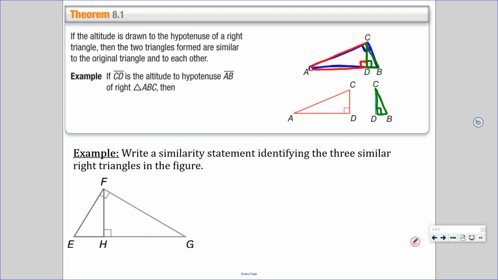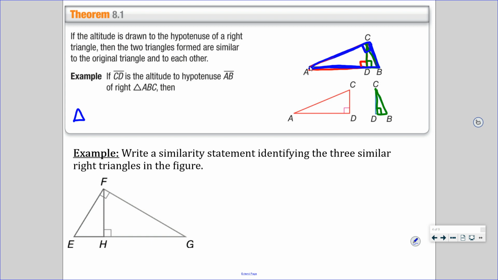Okay, so we have to be careful in how we write this similarity statement because I need to keep all my corresponding sides in check. You guys know how I'm picky about that. All right, so this blue triangle, let's do this. Let's start at the right angle. So I'm actually going to start with C.